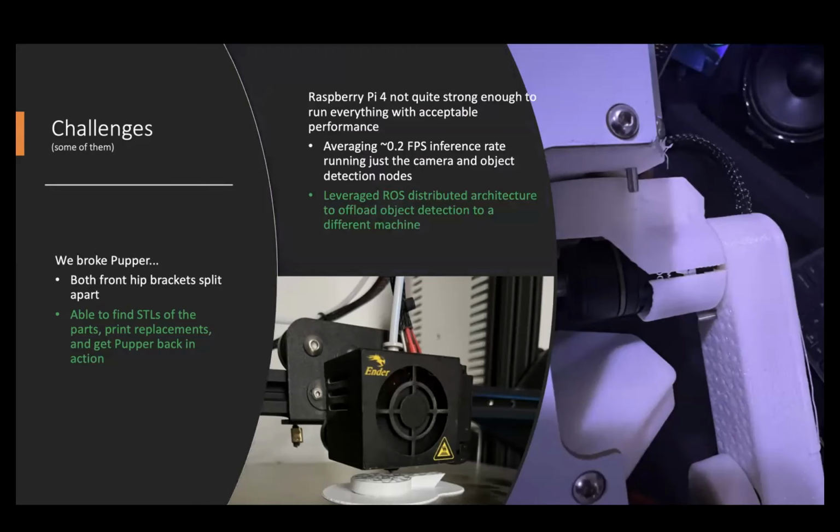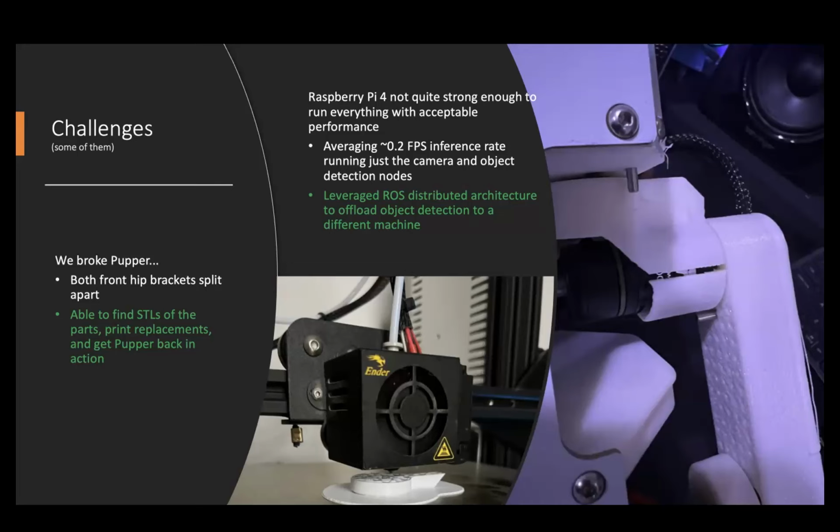Next up, as we alluded to earlier, the Raspberry Pi 4 wasn't quite juiced up enough to be able to do everything we needed to do. When we first tried running just the camera and inference nodes on it, we were getting like 0.2 frames per second inference, which yeah, it's not great. So we were able to leverage ROS, which gives us a nice distributed architecture to be able to offload just that one node onto some other machine. And that was surprisingly straightforward.